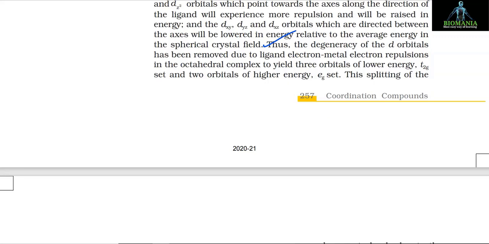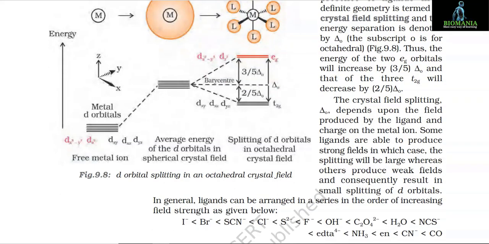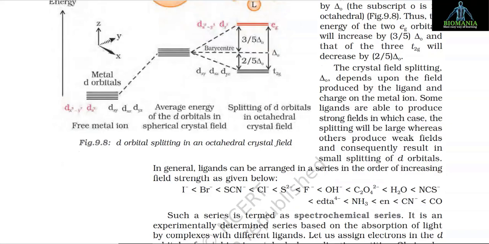Thus, the degeneracy of the d orbitals has been removed due to the ligand electron-metal electron repulsions in the octahedral complexes, to yield 3 orbitals of lower energy, the t2g set, and 2 orbitals of higher energy, the eg set. This splitting of the degenerate levels due to the presence of ligands in a definite geometry is termed crystal field splitting, and the energy separation is denoted by delta naught. The subscript 0 is for octahedral. Thus, the energy of the 2 eg orbitals will increase by 3/5 delta naught, and that of the 3 t2g orbitals will decrease by 2/5 delta naught.